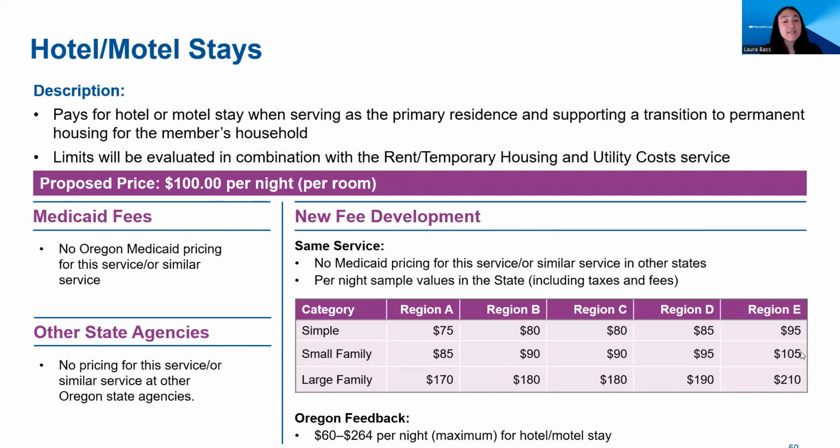Right. So this service pays for hotel or motel stays when serving as the primary residence in support of a transition to permanent housing for the member's household. We didn't find any existing Oregon Medicaid rates or other Oregon state agencies paying for this sort of service. We also didn't find other states with this service, so we did some research and considered feedback that we've received from entities in Oregon beyond our research.